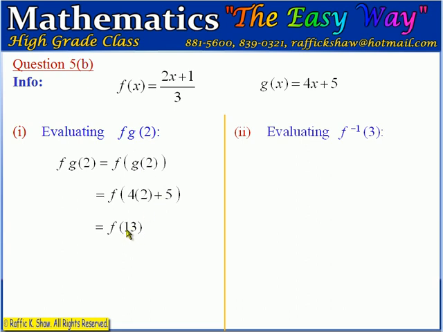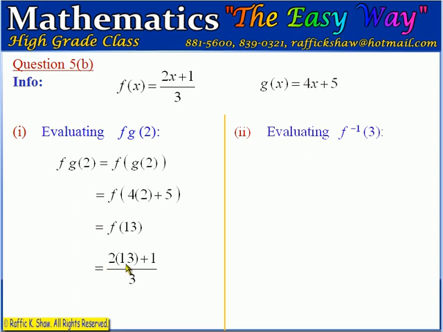So g of 2 is 13. And now we are left to calculate f of 13. And f of 13 now is obtained by substituting 13 for the x value here in the function f. And so we can go ahead and show that 2 multiplied by 13, that's the x value here, replaced with 13, plus 1, all divided by 3.